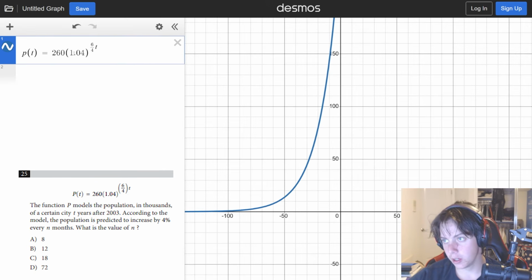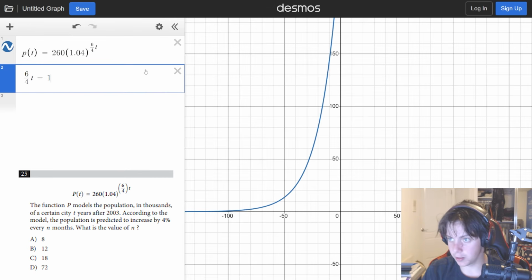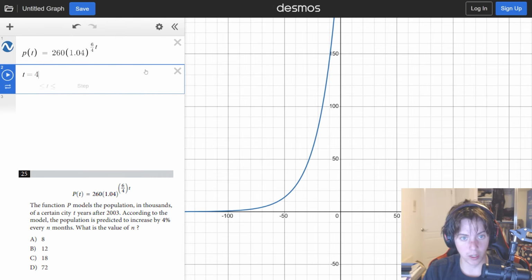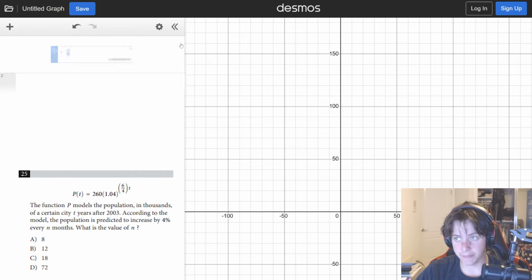Right, so we see that 1.04 is essentially 104%, right? So that means increasing by 4% would be when 6 over 4t equals 1, right? So then t would just be 4 over 6. But then we know that this is years, right? So 4 over 6 years would obviously be 2/3 of a year, which is 8 months. So our answer would be A, 8.